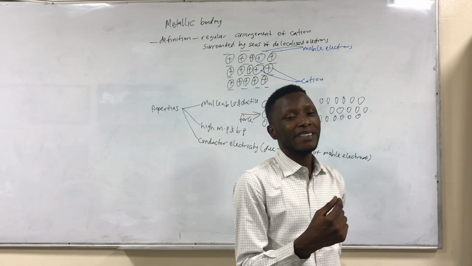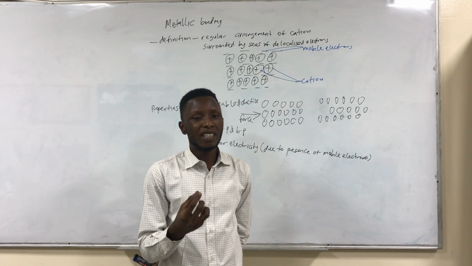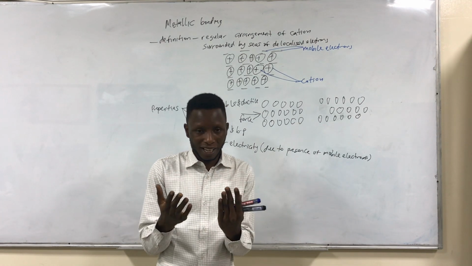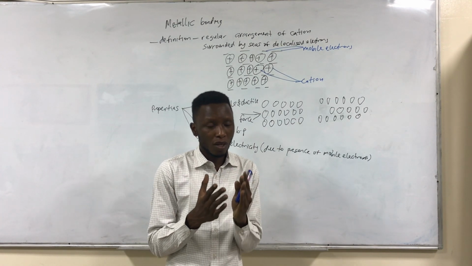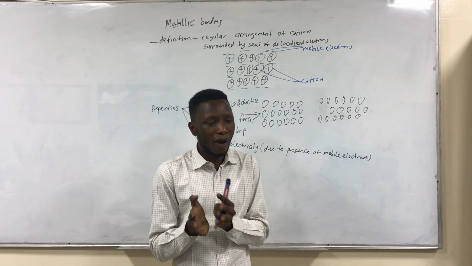Another property is malleable. When we say malleable, it means it can be beaten into shape. Like this, you can shape the metal. That is the word malleable. And ductile means you can draw it into a thin wire.